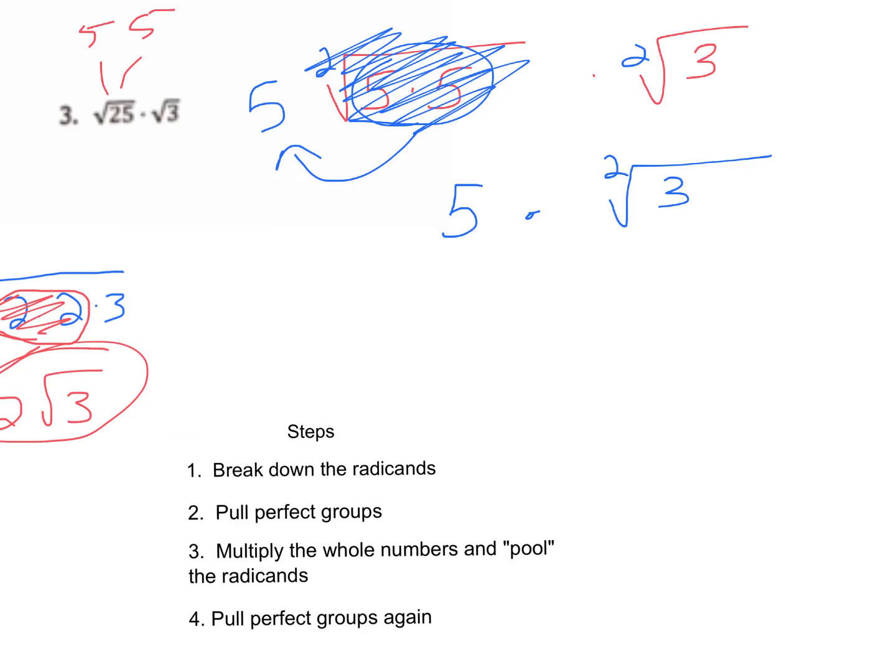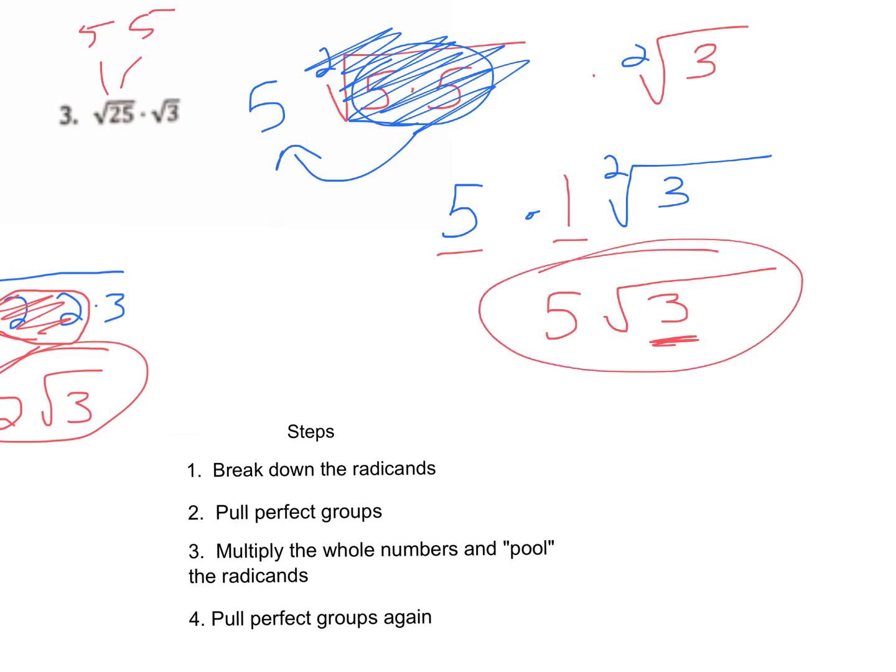Now, we're going to multiply the whole numbers and pool the radicands. Now again, remember there's a 1 here. Let me make that look like a 1. So, whole numbers are whole numbers. 5 times 1 is 5. Now, we're going to tack on the radical. And then our last step, pull perfect groups again, but obviously with radical 3, there's nothing more to it. So, that is our answer.